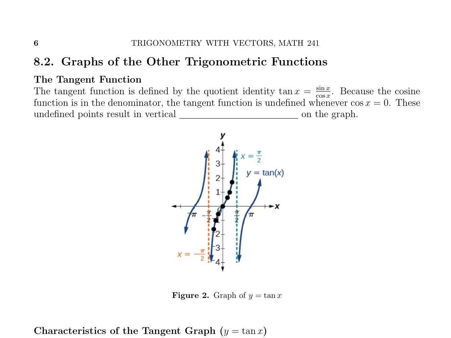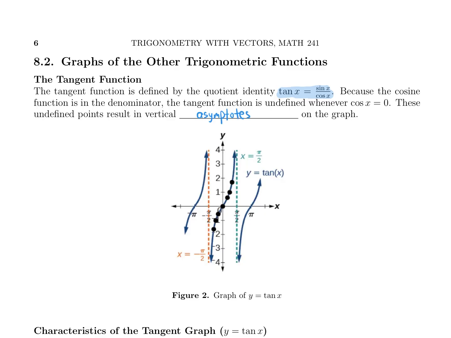Hi, today we're looking at section 8.2, graphs of other trig functions. They start us off with the tangent function, which is defined as tangent of x equal to sine over cosine. Because the cosine function is in the denominator, the tangent function is going to be undefined whenever cosine is 0, because you cannot divide by 0 in math. So that's going to create undefined points, which result in vertical asymptotes.